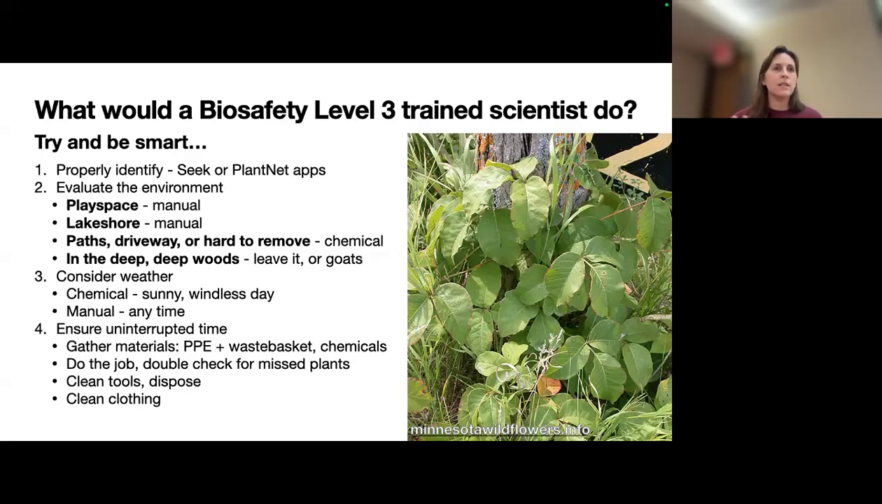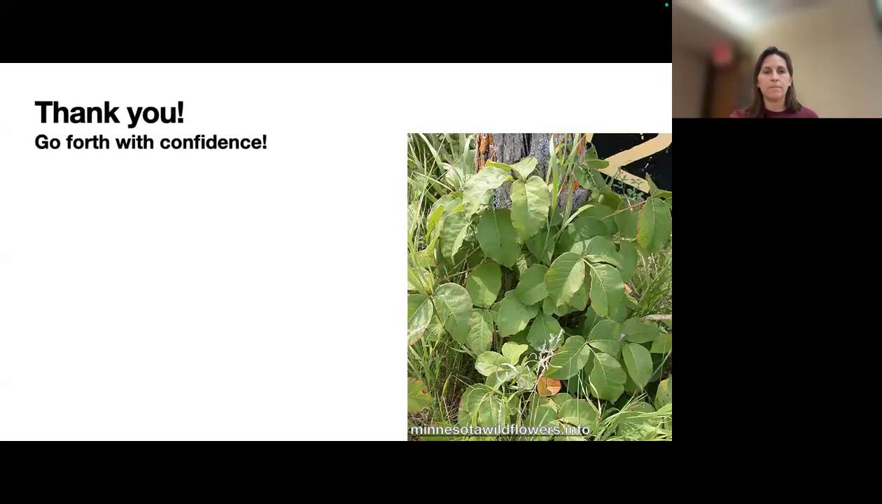And then also the time that it takes to clean your clothing and take a cool shower. Remember that you want to take a cool shower. Cool water is the best way to get rid of that urushiol, cool water with a dish detergent.